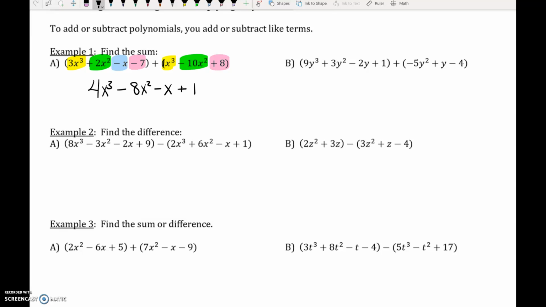If you want to, pause the video and write out example B and try example B on your own, and then play the video to get your answer. I'm going to pause while I do the problem.